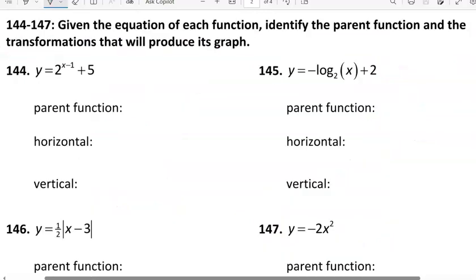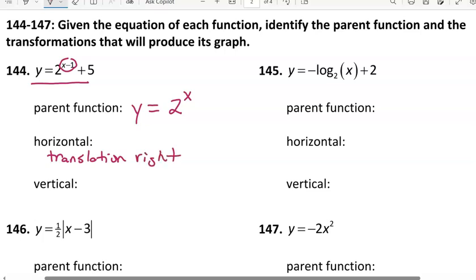For 144 through 147, given the equations, we're going to identify the parent function and the transformations that will produce the graph. So we see an exponential function here. Its parent is y equals 2 raised to the x power. I see that x has been replaced with x minus 1, which means we have a translation right 1. And I see that 5 has been added to the outside of the function, which means that we have a translation up 5.